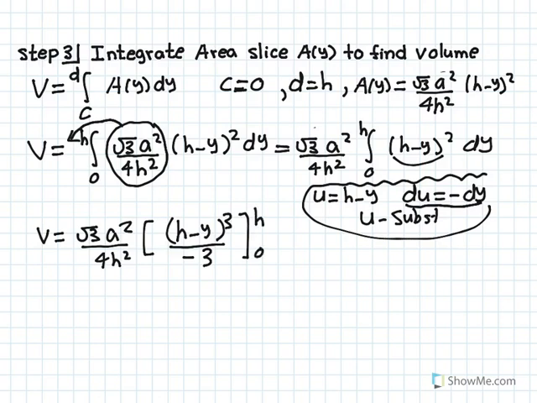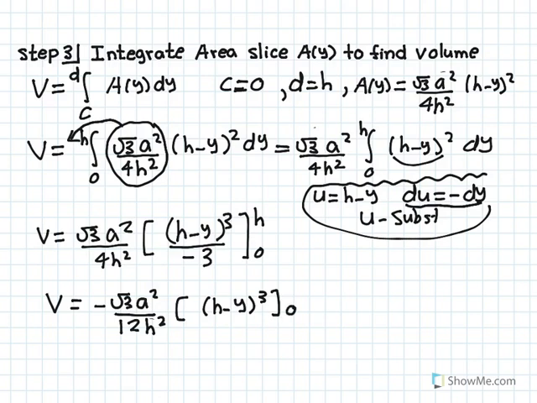Now apply the fundamental theorem of calculus, because volume is equal to, let's put a minus in the numerator, minus root 3 a squared over 4h squared, 4 times 3, that's 12. So let me write this as 12h squared times (h − y) cubed, evaluated from 0 to h. So we get minus root 3 a squared over 12h squared.